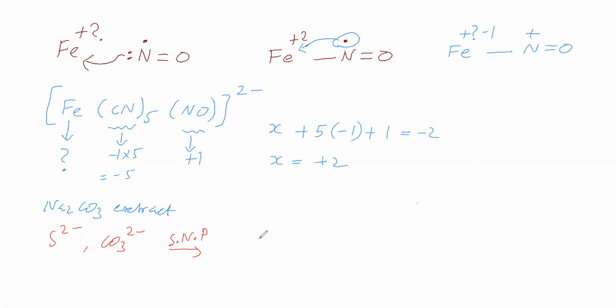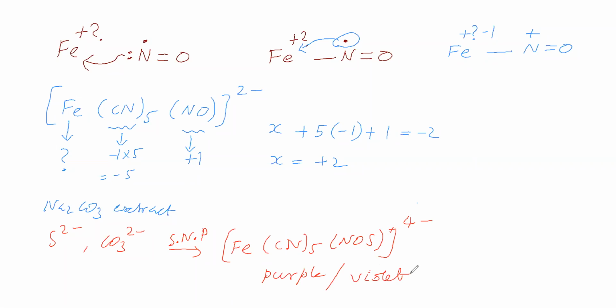What happens? What substance is formed? [Fe(CN)5NOS]4- is produced. Now the charge is 4 minus. This complex is having purple color or violet color.